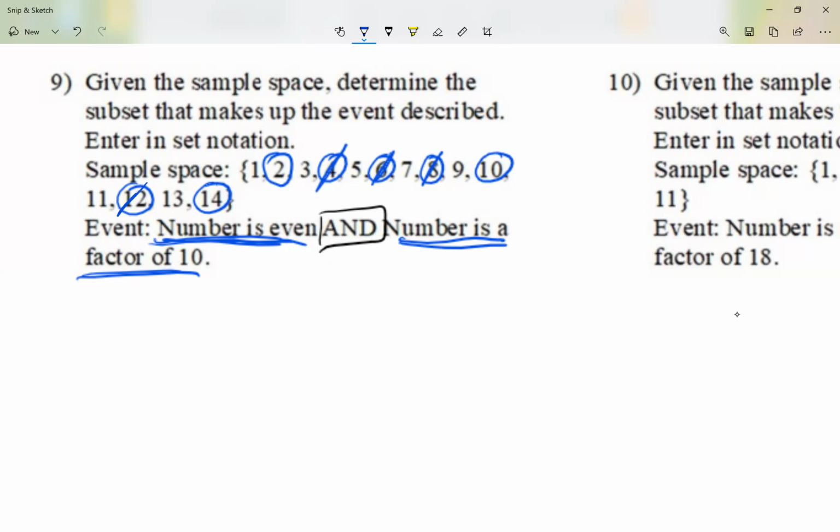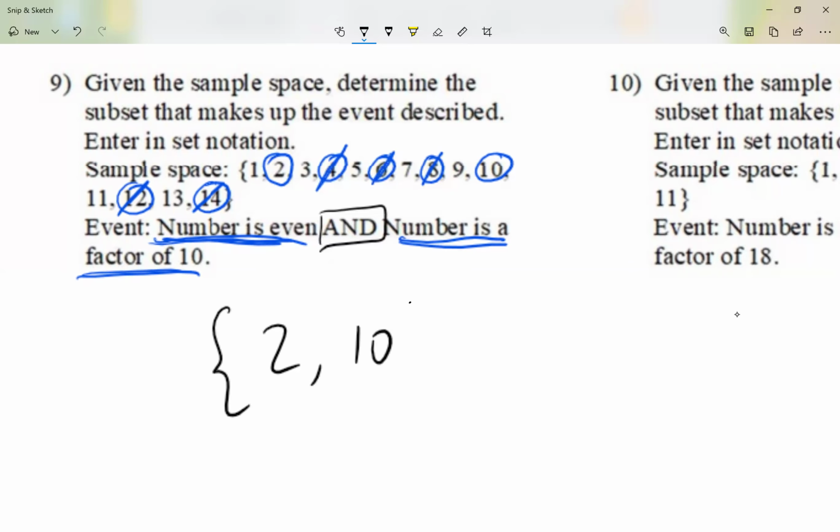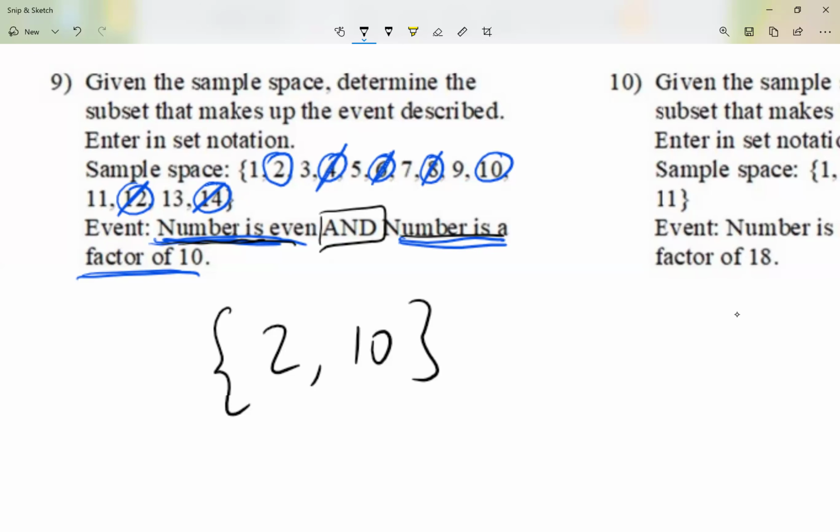10 divided by 12 gives me a decimal, and 10 divided by 14 gives me a decimal. So my only choices in here are 2 and 10. Keep in mind, when we use the word and, I look at my first choice: number is even, so I look for the choices that are even. Then from those choices, I see which number is a factor of 10. Only from those that were chosen as even, which are factors of 10. So remember, when I use the word and, it has to be from both.